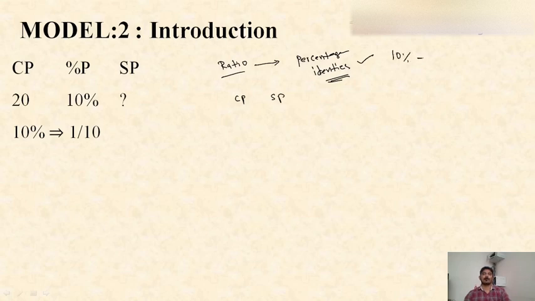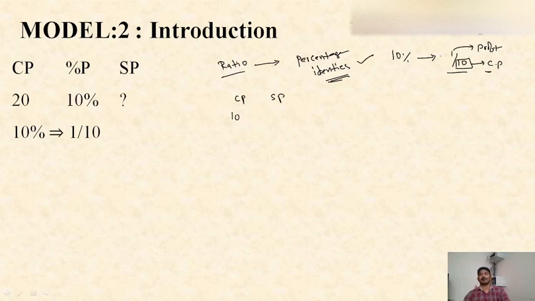How do you write 10 percentage in fraction form? 10 percentage in fraction form can be written as 1 by 10. So this numerator value we call the profit, and the denominator value we call the cost price. Always remember that the denominator value is considered the cost price. So what is the cost price here? The cost price will be 10 parts, and we need to find the selling price.